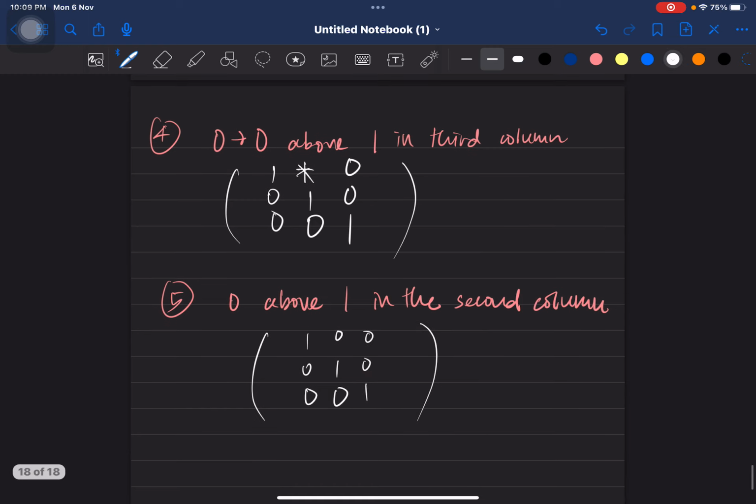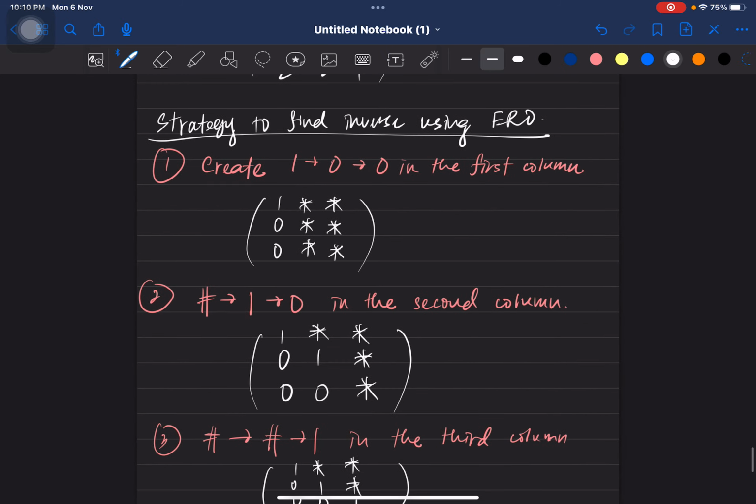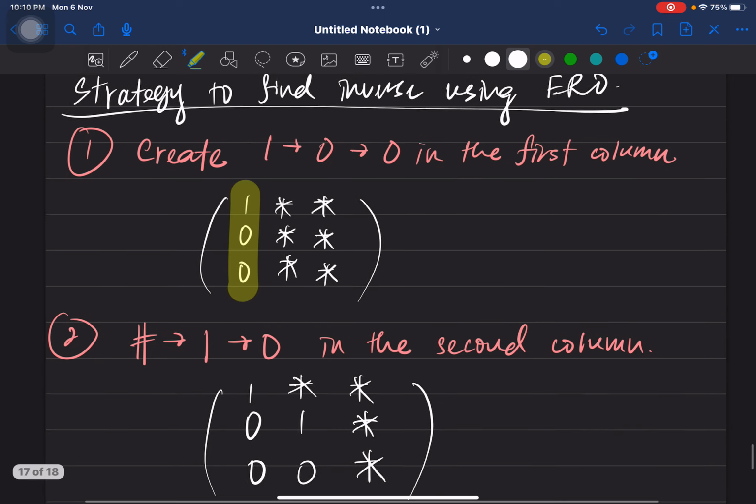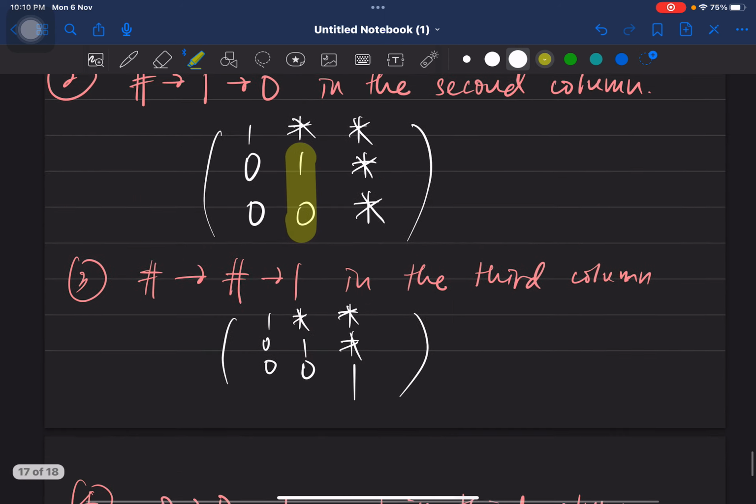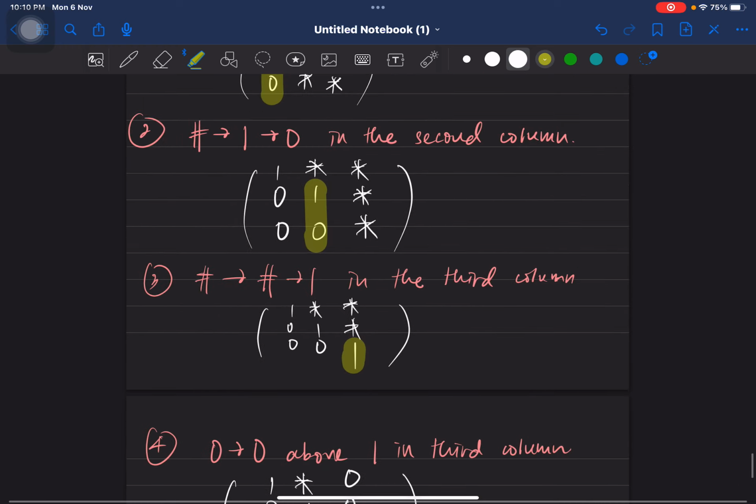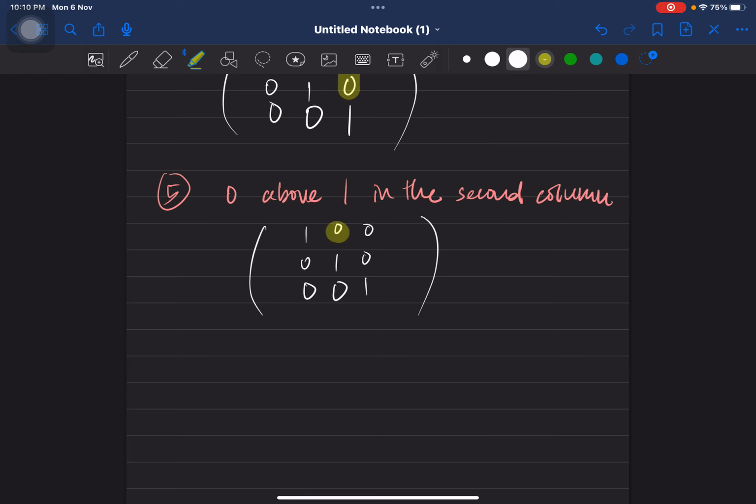Okay, so how do we do it? Let's try. So these are the steps. First step, make sure you get 1 0 0 here. Second step, 1 0 in the second column. Third step, make sure you get 1 in the third column, just the bottom only. The star means it's all random numbers, I don't care, it can be any number. Okay, and then 0 0 above the 1 in the third column, and then the last one 0.